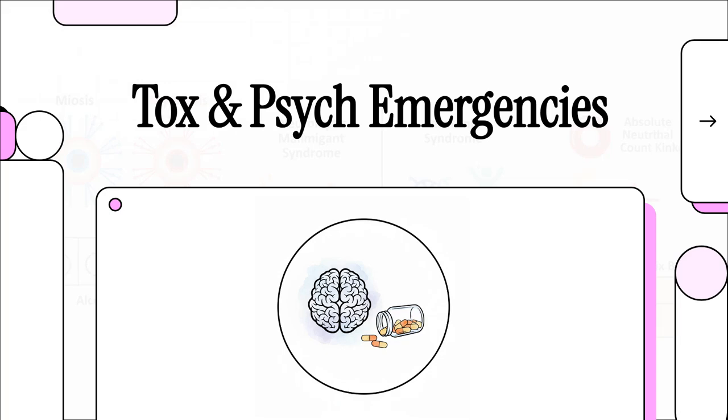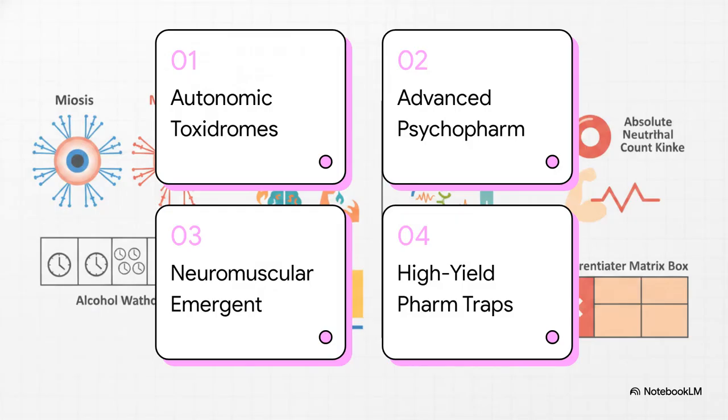All right, let's get right into this explainer. We're mapping out the absolute highest yield USMLE Step 2 CK toxidromes, psychiatric emergencies, and advanced psychopharmacology matrices. We've broken this clinical architecture down into 4 distinct, highly targeted modules: autonomic toxidromes and withdrawal, advanced psychopharmacology, neuromuscular emergencies, and finally, high-yield pharmacological traps.